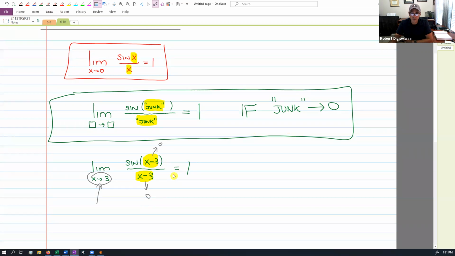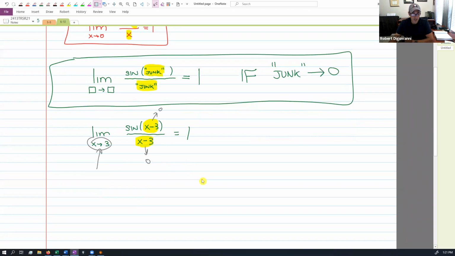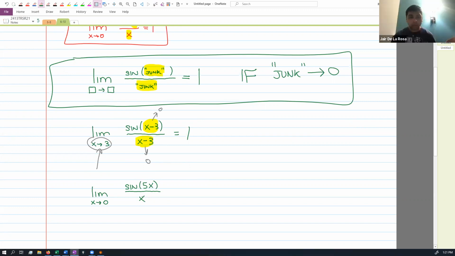I'll give you another example. Limit as x approaches 0 of sine of 5x over x. All right, be careful here. Is this 1? No. Because the junk's not the same. Do y'all see that? The junk you have in here is not equal to the junk you have down here. You have a 5x inside the sine and you have an x down there.